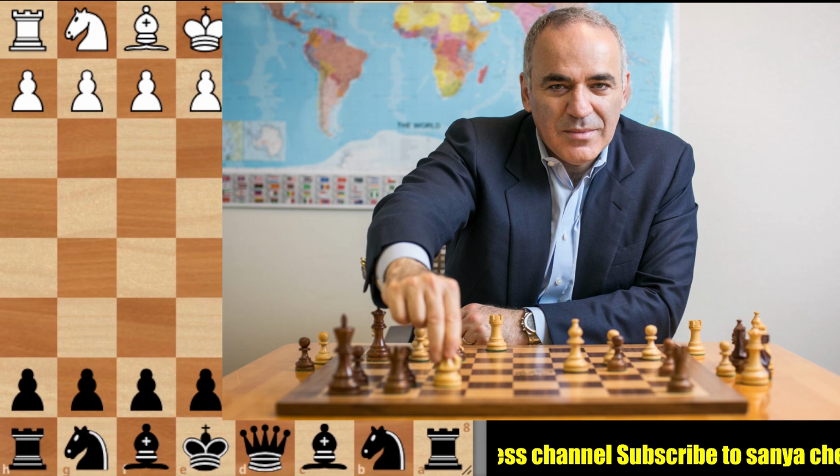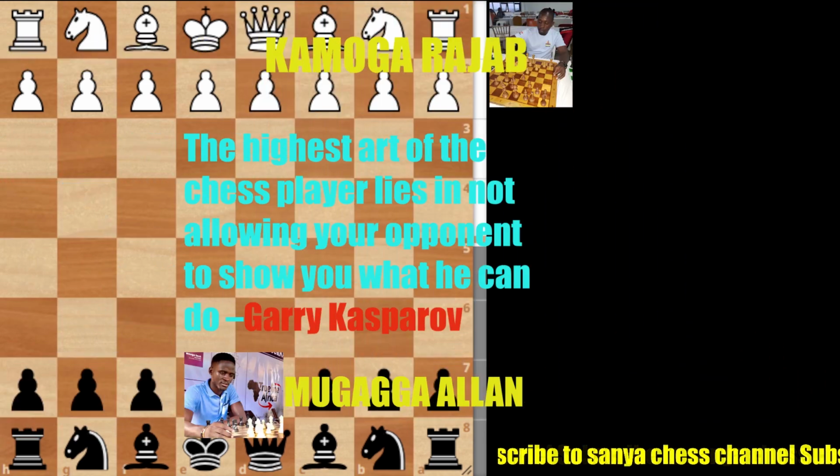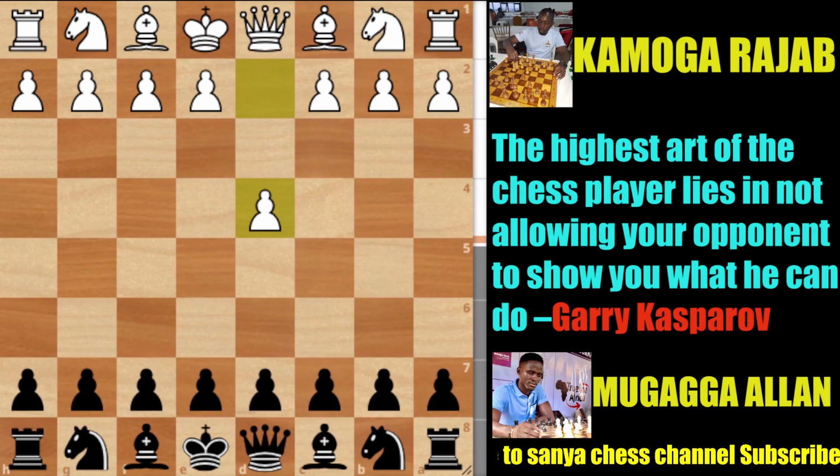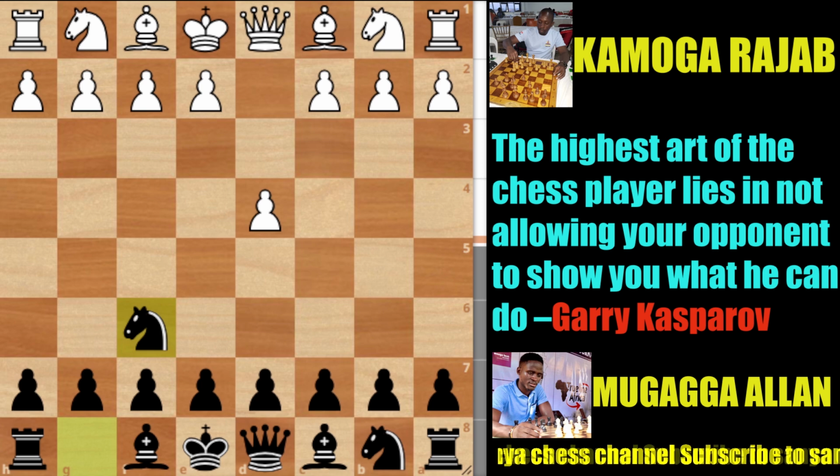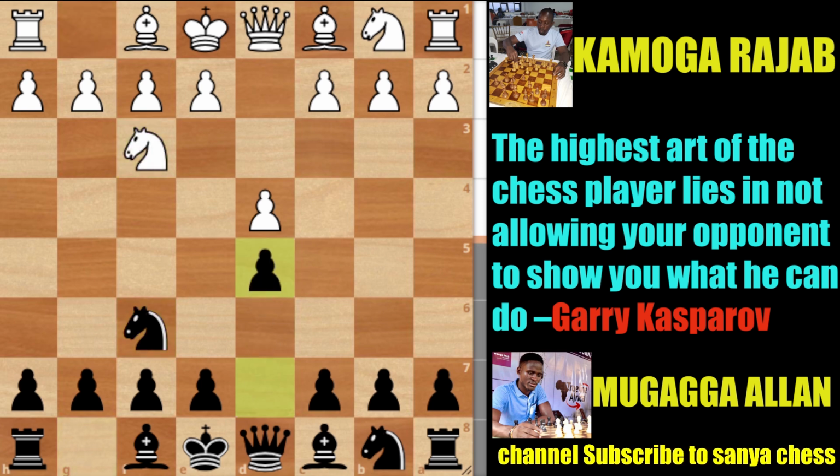So let's dive right into this game. Kamoga Rajab played d4, knight f6 from Mugagga Allan, knight f3, d5. So you see the symmetrical variation in the queen's pawn game. After bishop g5, which introduces us to the Torre attack.